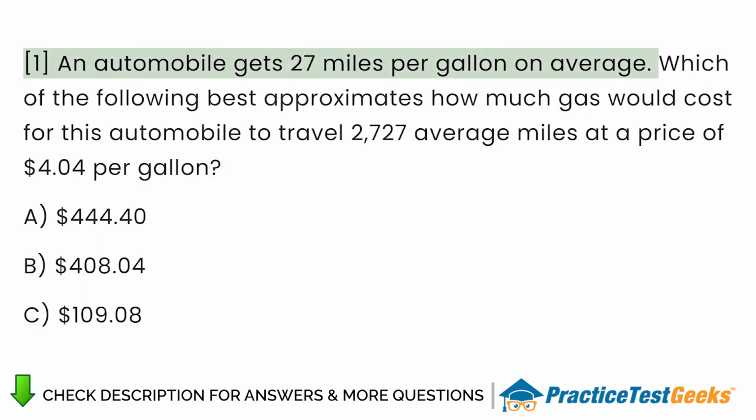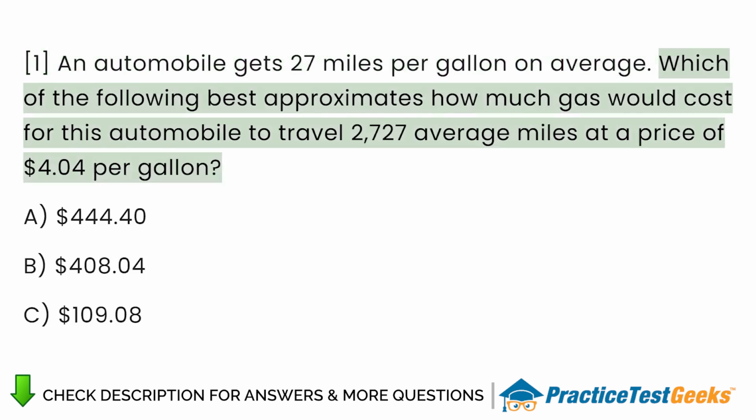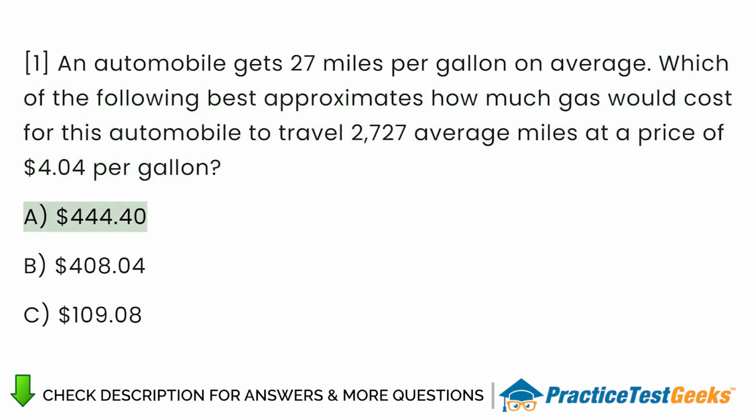An automobile gets 27 miles per gallon on average. Which of the following best approximates how much gas would cost for this automobile to travel 2,727 average miles at a price of $4.04 per gallon? A. $444.40. B. $408.04. C. $109.08.